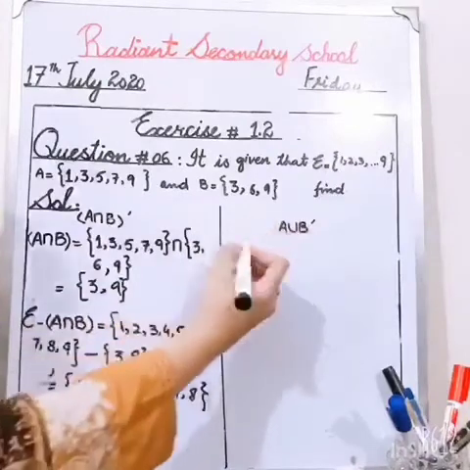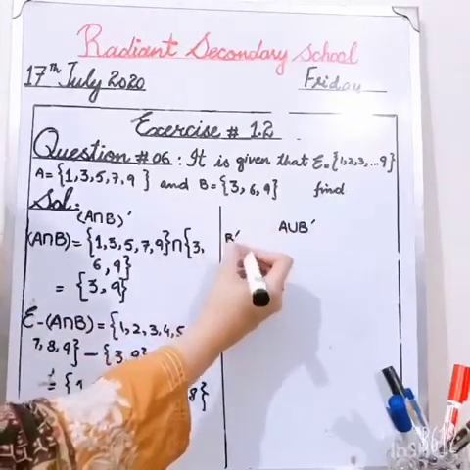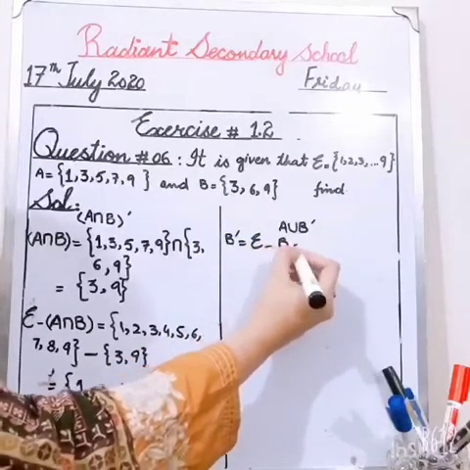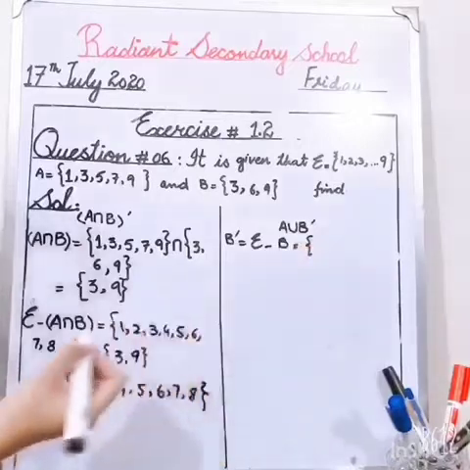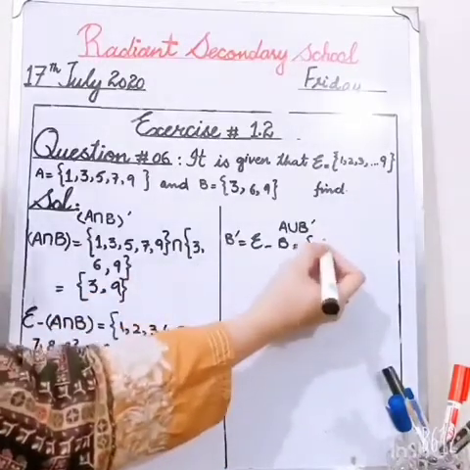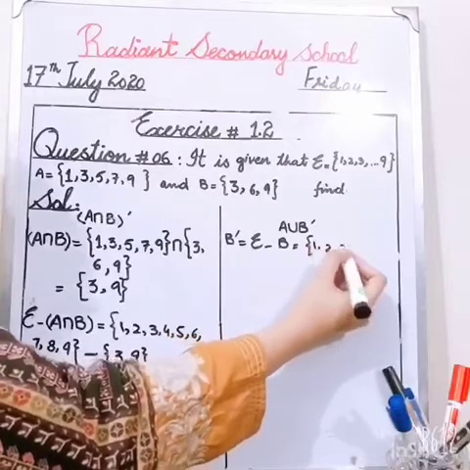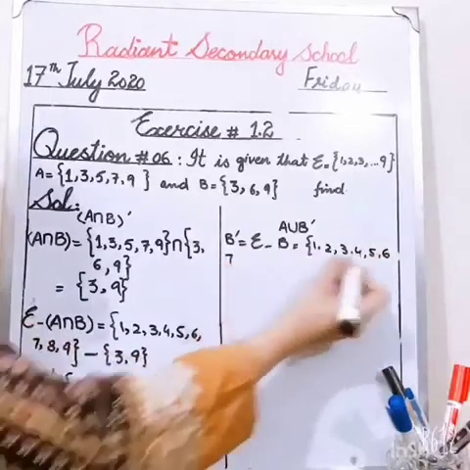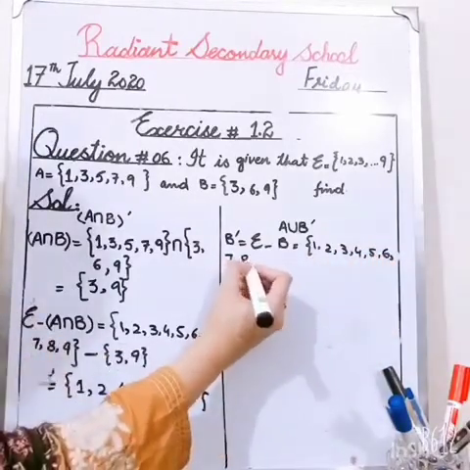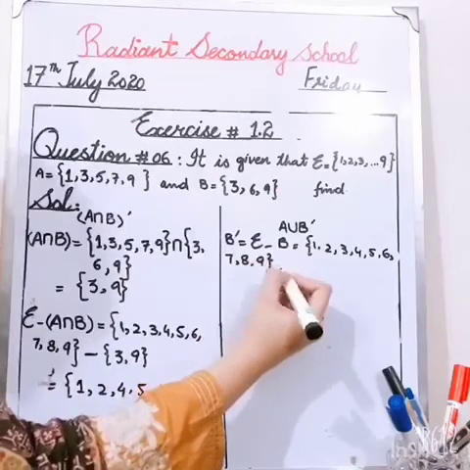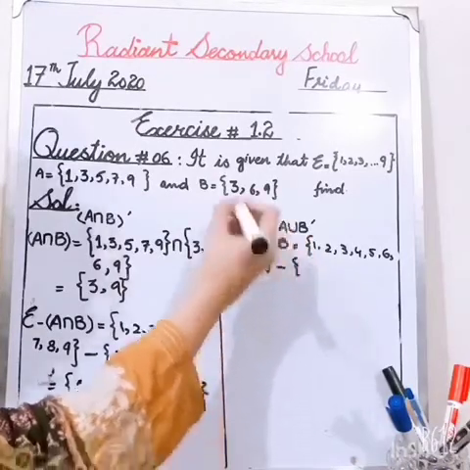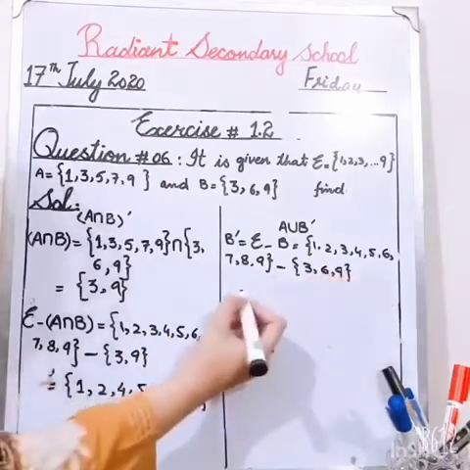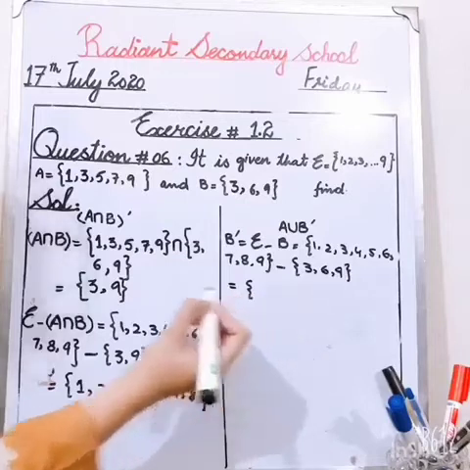There is no bracket, so we first find out B complement. B complement means E minus B. So first we write down set E, that is 1, 2, 3, 4, 5, 6, 7, 8, 9 minus set of B, which is 3, 6 and 9. So minus means the difference.